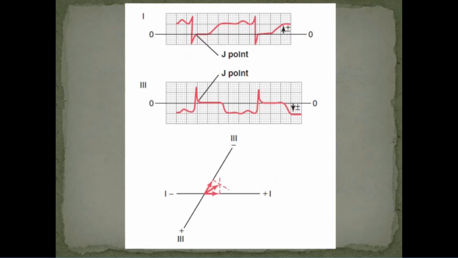Step 2. Draw an isoelectric line, or the zero reference line, from the J point. As you can see here, the QRS complex is ending at this point, and as we have seen in the previous step, the point where the QRS complex ends is the J point. So considering this as the J point, we are going to draw the isoelectric line from this point, which will help us in further analysis of myocardial infarction.